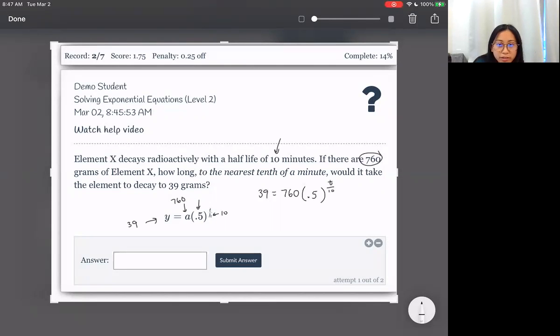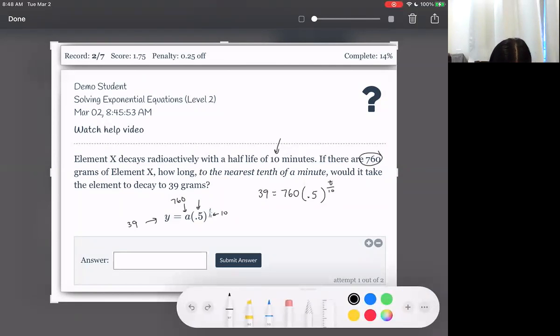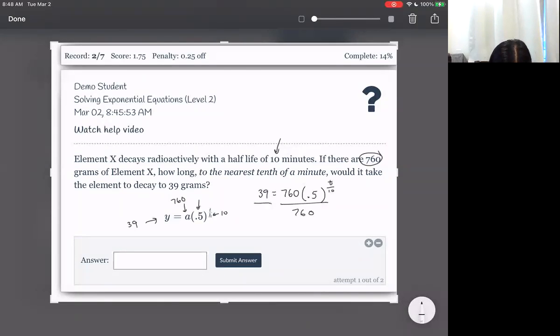Okay, any questions up till here? All right, so the process is pretty much the same. You just want to get our exponential by itself, the exponential being that bit. And so we're going to divide both sides by 760. I'm just going to leave it as a fraction. 39 over 760 is equal to 0.5 to the power of T over 10. So now we have our exponential by itself, 0.5 to the power of T over 10.